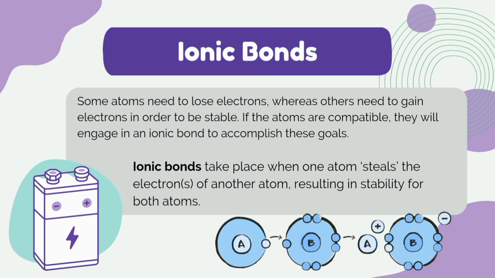Ionic bonding. Some atoms need to lose electrons, whereas others need to gain electrons in order to be stable. If the atoms are compatible, they will engage in an ionic bond to accomplish these goals. Ionic bonds take place when one atom steals the electrons of another atom, resulting in stability for both atoms.